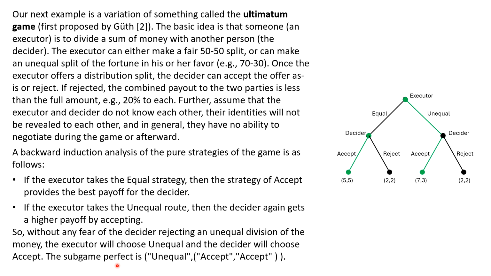And the subgame perfect equilibrium is unequal, accept, accept. That's using that same notation here. We put the best strategy for the executor here, and then for the decider, we put accept, accept because we want to capture both of these green paths here. Okay, so in the next slide, I'm going to do a variation of this game with probabilities.